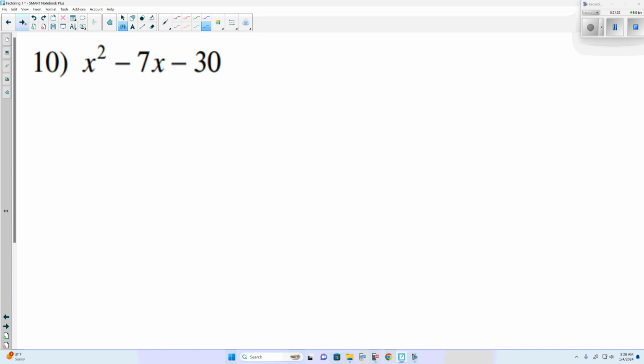Right. We'll do one more like this. Do we want to do this one here or the number 11, 10 or 11? 10? Yep, we'll do this one here. Pretty much. Is there a greatest common factor? No. There's not a number or variable that goes into x squared, 7x, and 30.